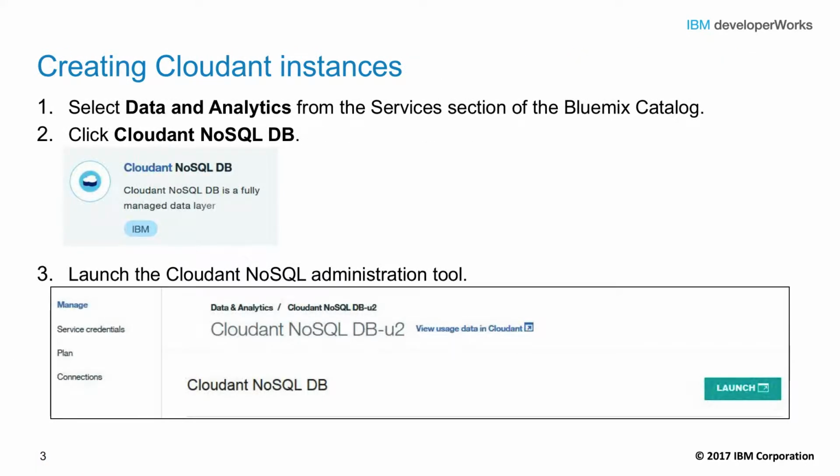Creating a Cloudant instance is very simple. Just go into the Bluemix catalog, select the Data and Analytics section, and then select the Cloudant NoSQL database tile. We'll go ahead and create the service. Enter a name if you want to change it from the default, choose if you want to bind it to an application, and then create the service. After the service is created, from the Service Control panel, you can launch the Cloudant NoSQL administration tool by clicking on the Launch button.